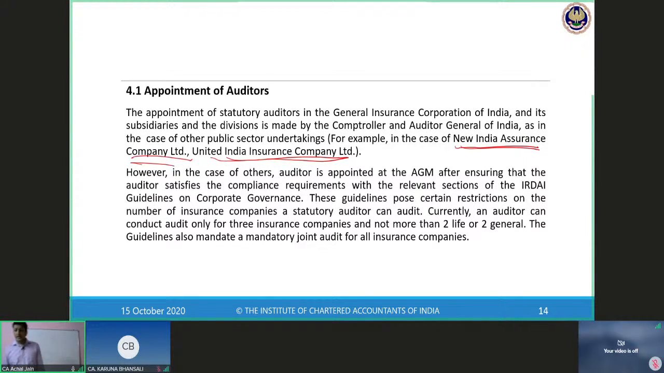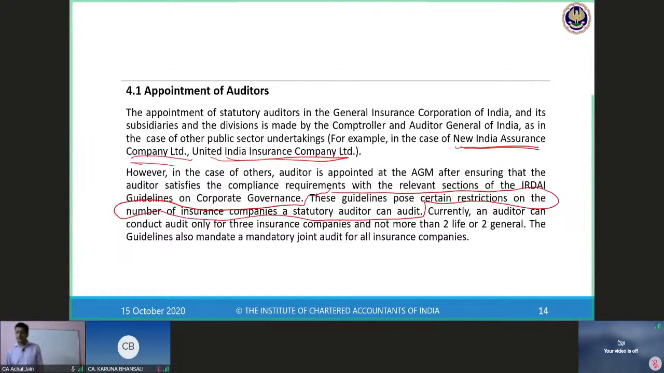However, in case of others, other than the general insurance ones we have just discussed, the auditor will be appointed at the annual general meeting after ensuring that the auditors satisfy the compliance requirements as per the IRDAI guidelines on corporate governance. These guidelines pose certain restrictions on the number of insurance companies a statutory auditor can audit. So now there is a cap in respect of audit of insurance companies by an auditor.